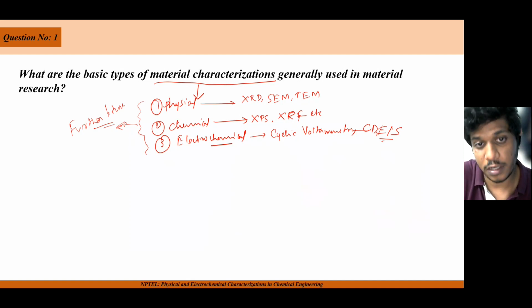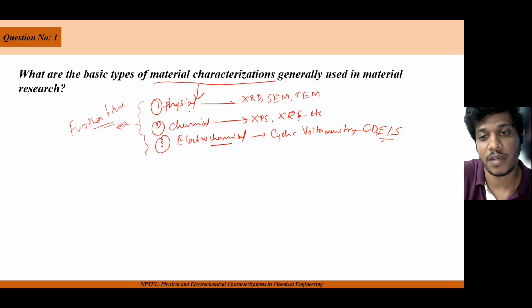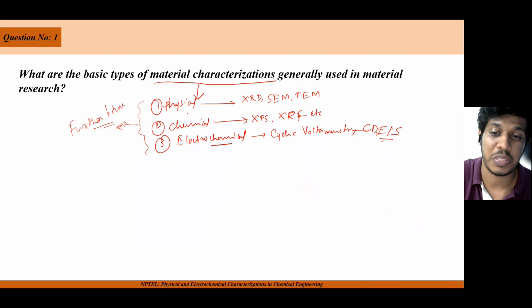So now for an introductory part, let us just stop here by understanding that there are basically three kinds of characterization techniques. One is physical, which include techniques like XRD, SEM, TEM, etc. The other one is chemical, which gives us information about the chemical composition of the materials. So that includes chemical characterization techniques like XPS, XRF, etc. And there are other techniques like electrochemical techniques, which give us information about how the material would react to an incoming voltage or current. So these are the basic three techniques.